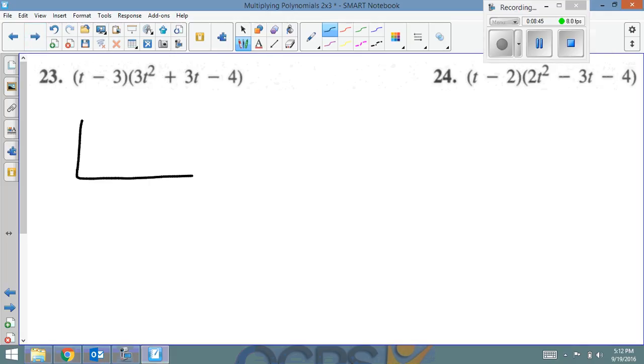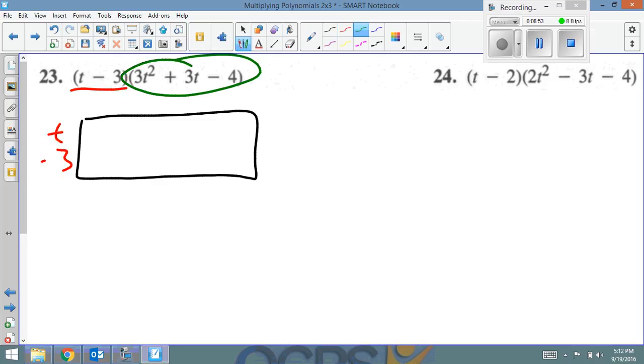Draw yourself your box. T minus 3 is going to go on the side. 3t squared plus 3t minus 4 is on top. And then we're going to multiply it out.